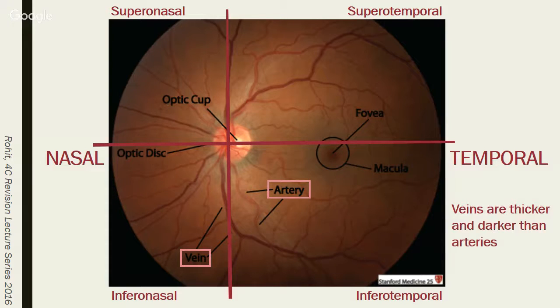And then it's worth knowing that the arteries and the veins are usually thicker, but they might not be in pathological cases.